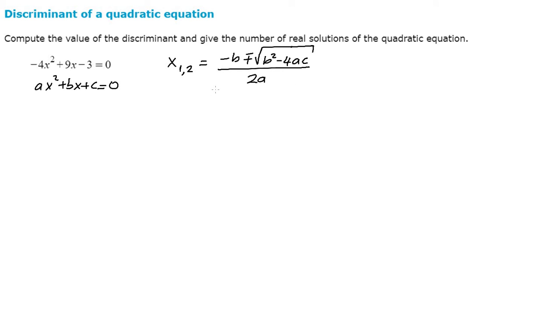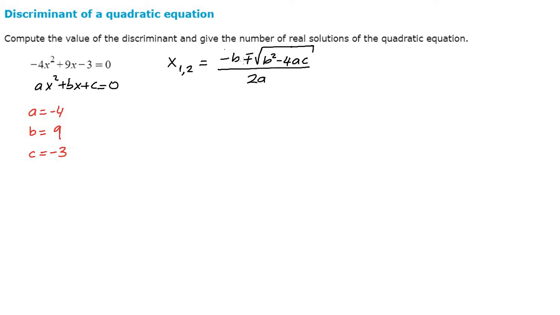So in order for us to figure out the x values, we need to identify the a, b, c values. Let me write it in red. a is equal to negative 4, b is equal to 9, and c is equal to negative 3.